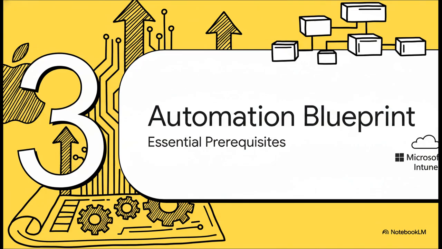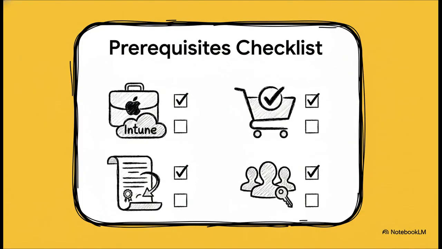Before we fire up this automation engine, we need to make sure we have all the right pieces in place. All right, here's our shopping list. First up, you need an Apple Business Manager account. Think of this as your company's official home base for claiming ownership of all its Apple devices. Then you need a Microsoft Intune tenant. That's your command center for managing everything.